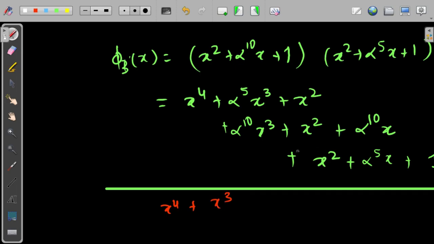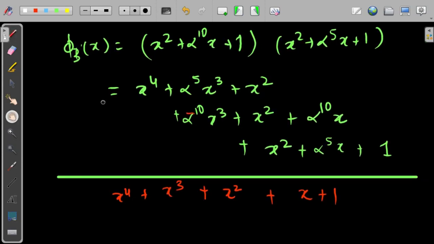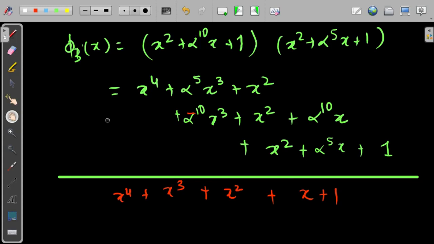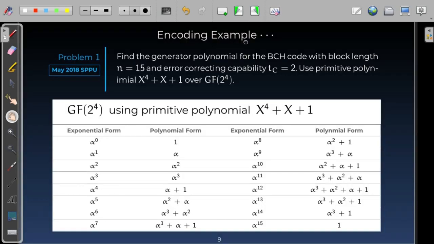Here again 1 plus 1 plus 1, it is XOR, so odd times is going to be 1, right? So we will be getting x square. And alpha 5 times alpha 10 we have already considered, it was 1, so we will get x plus 1 finally. Okay, so this is the result for phi of 3 of x, right? So now we have calculated both phi 1 and phi 2 of x, and we have to calculate g of x, which is basically the multiplication of them, right? So let's calculate that.